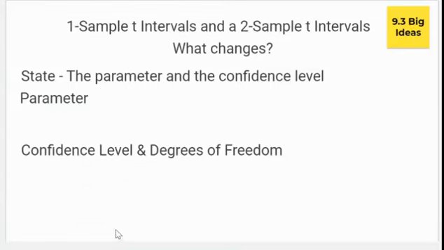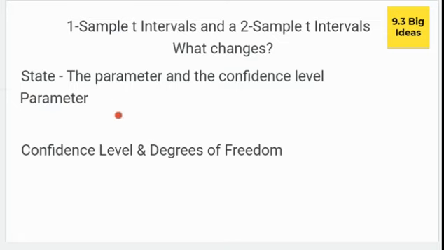Hey everyone, so in this video we're going to be looking at the big ideas for section 9.3. That's what we're going to be looking at. So we're really going to expand upon one sample t intervals compared to two sample t intervals. What are the changes? Because the majority of it is the same, but when we look at our four-step process, what is different? So let's start with stating our parameter and also our confidence level.